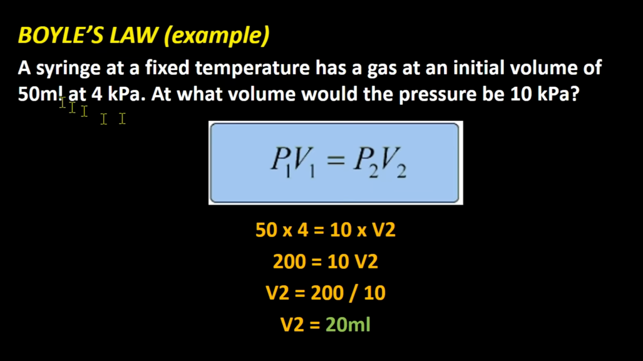Here we have an example. A syringe at a fixed temperature has a gas at an initial volume of 50 milliliters at 4 kilopascals. At what volume would the pressure be 10 kilopascals? Use the formula P1V1 = P2V2. V1 is 50, P1 is 4. P2 is 10, V2 is unknown. When you work it out here, 50 times 4 is 200, which is equal to 10 V2. V2 would be 200 over 10, which is 20 milliliters.